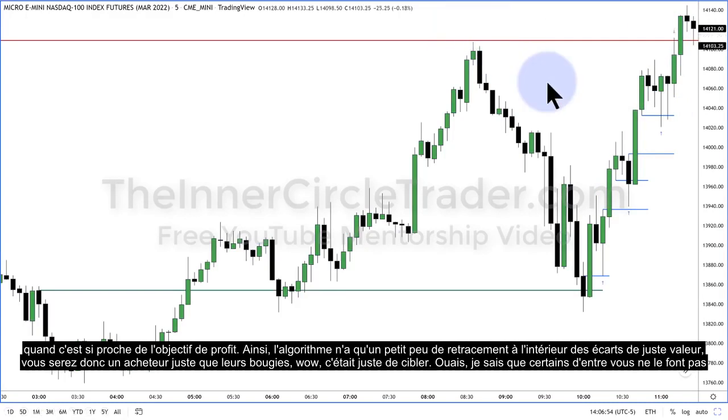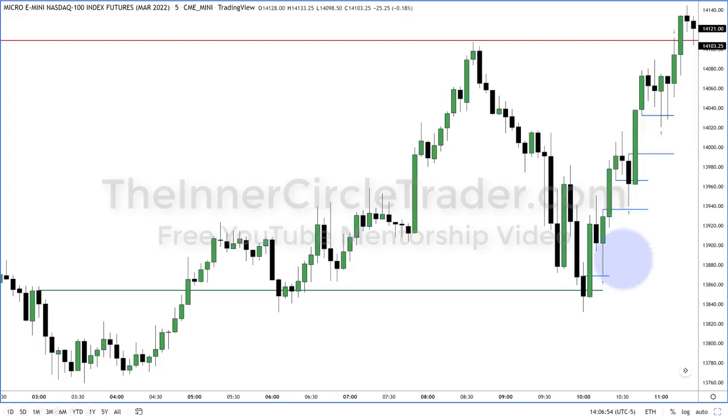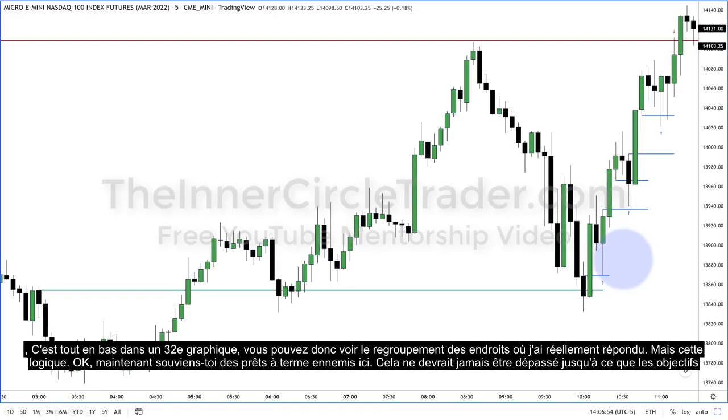Now, I know some of you just don't trust me. These are TradingView execution errors, and I'm going to log in to TradingView and actually show you by highlighting these actual arrows. But I'm going to take you down into the charts. Now, all the way down into a 30-second chart, so you can see the grouping of where I actually entered with this logic.